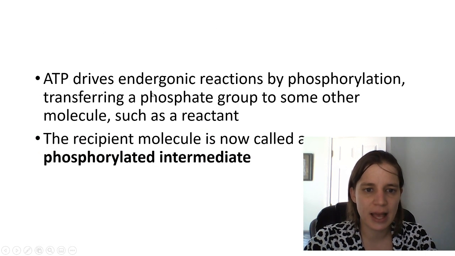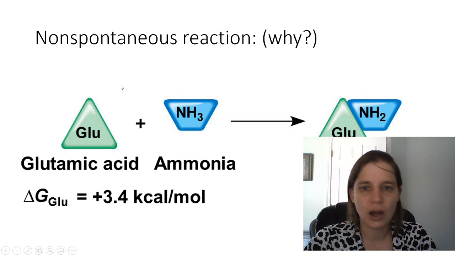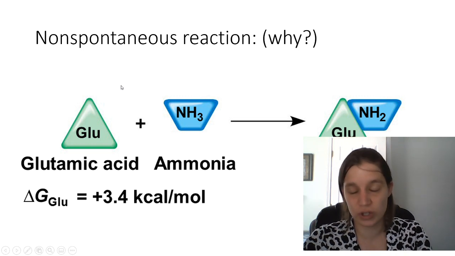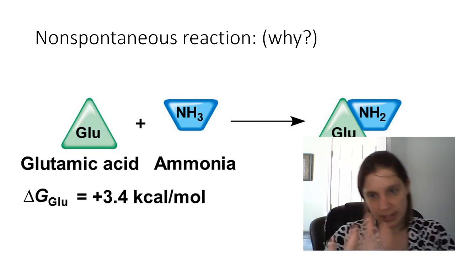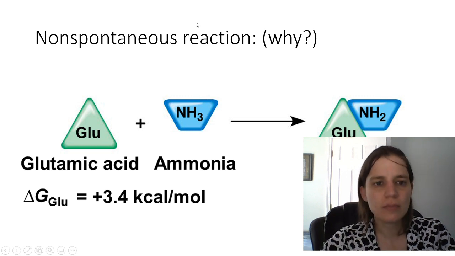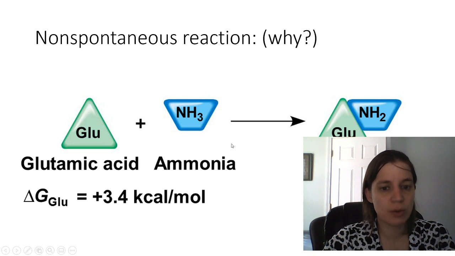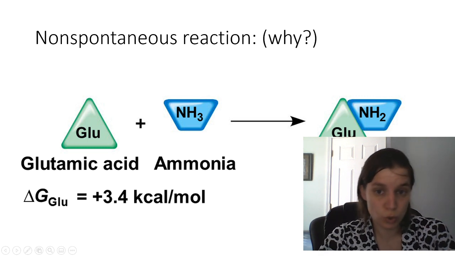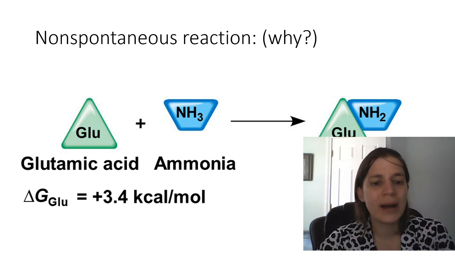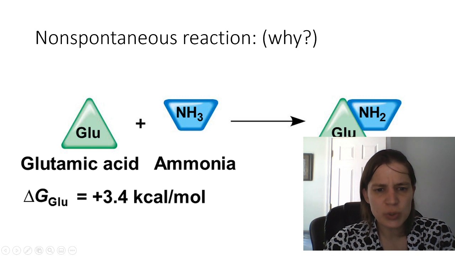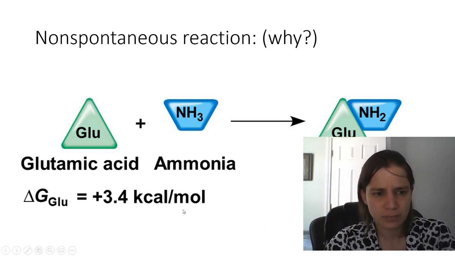This slide and this slide are just for your study. We're going to walk through it here, okay? So this reaction right here, where we've got glutamic acid and ammonia coming together to make glutamine, it's an important reaction. You need this to happen. But it's non-spontaneous. Can you see why it's non-spontaneous?